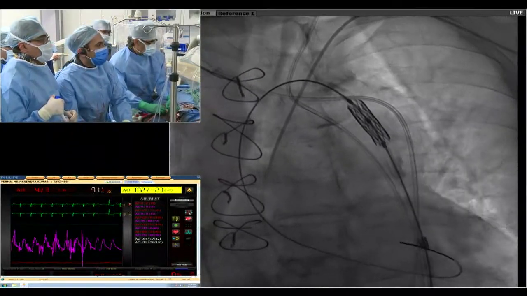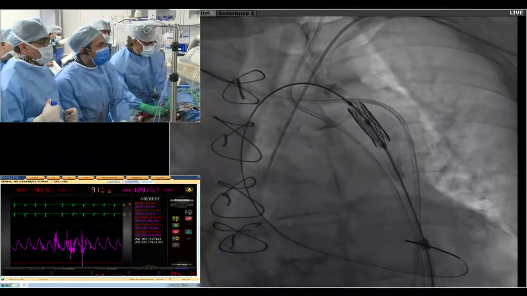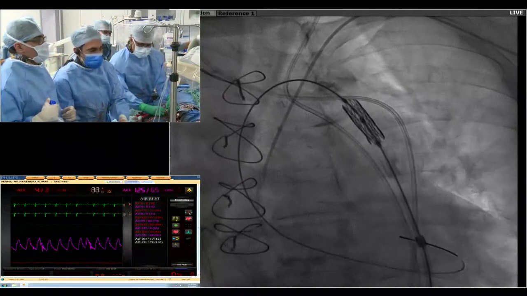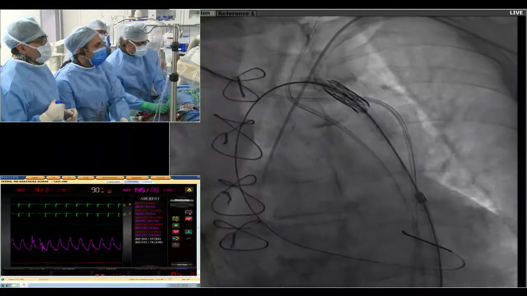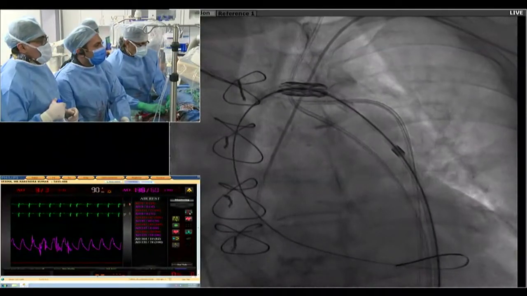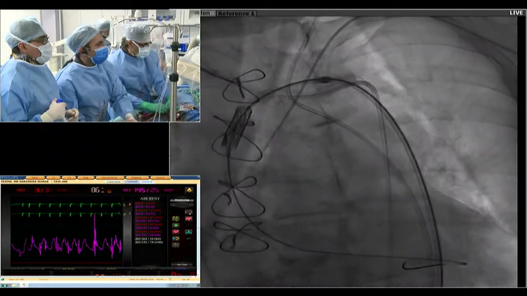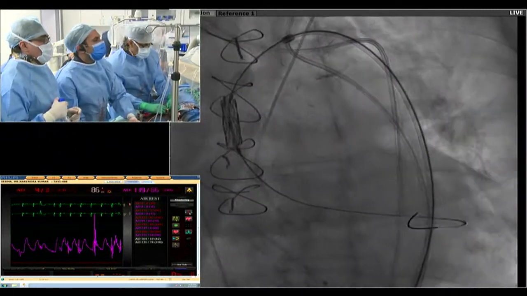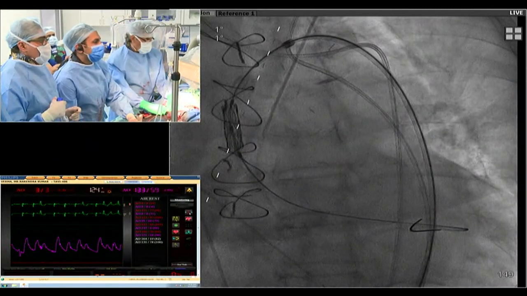Okay, give me 1 minute. See how, because of the navigator flexion, it is deflected away from the outer curve of the arch. And that's a very important property, because as we know, most of the strokes can happen when we are crossing the arch. So you saw how it never even touched those catheters, and everything remains stable. Fluoro save, please.